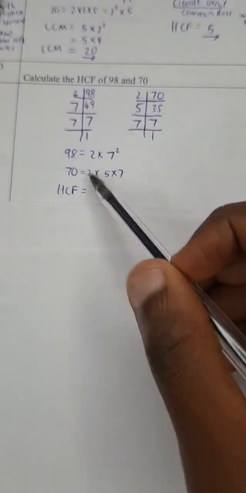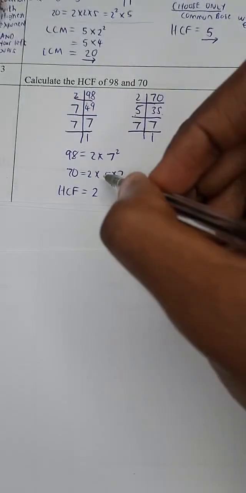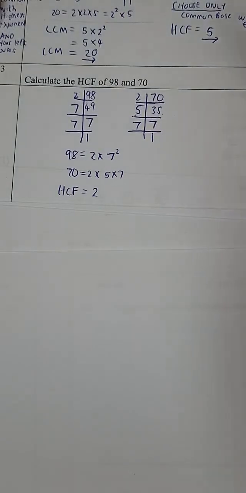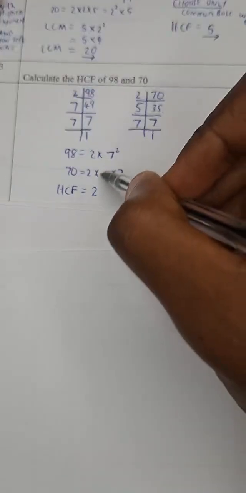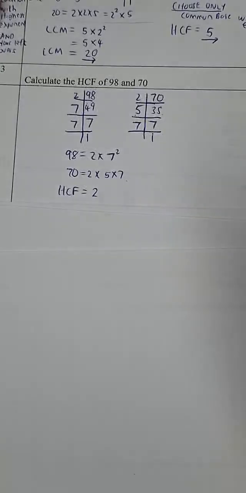Okay, so yes, guys, common base with the lowest exponent. 2 and 2, we choose 2 once. 5 has no partner, but for highest common factor, we don't choose leftovers. 5 would be a leftover. It would be chosen if we were talking about lowest common multiple. 7 and 7, common base, but which one has the lowest exponent? It is the 7. So you multiply 2 and 7. What do you get? 14.